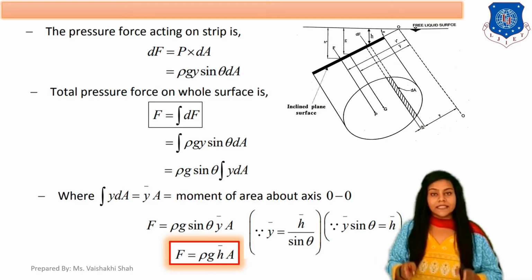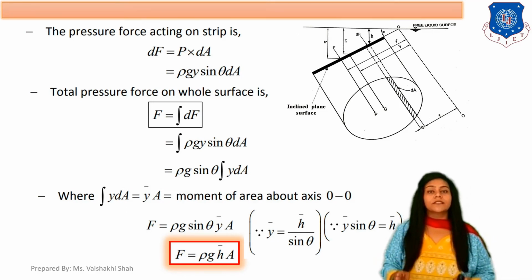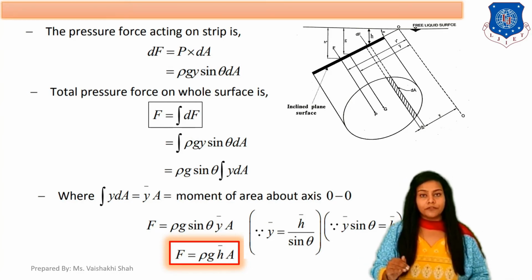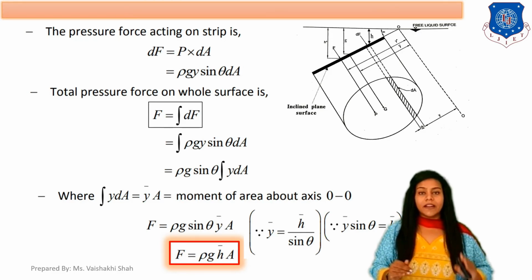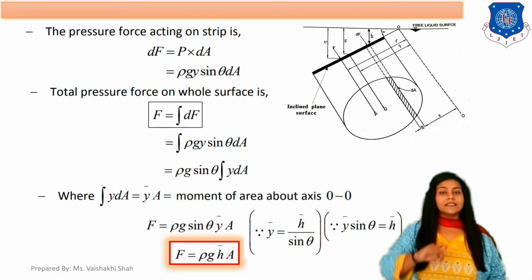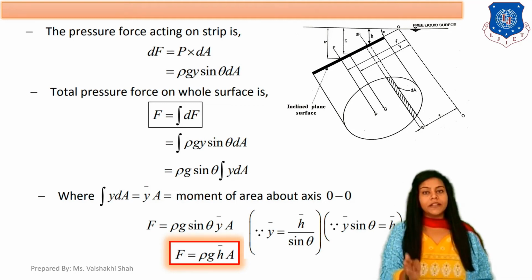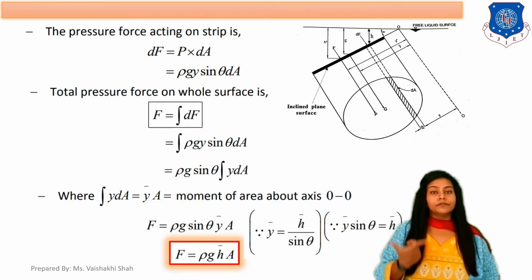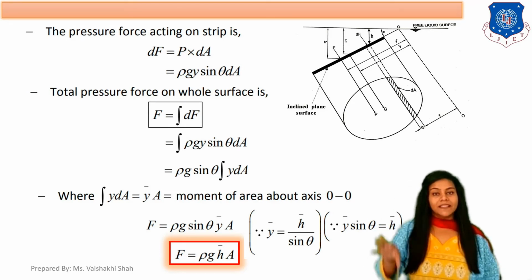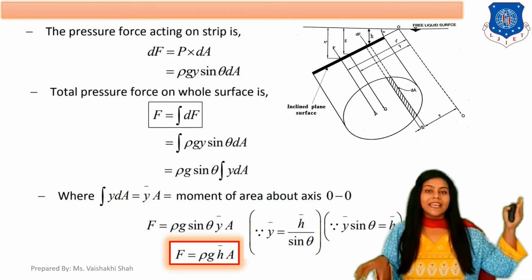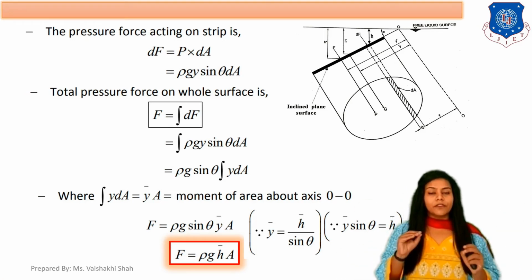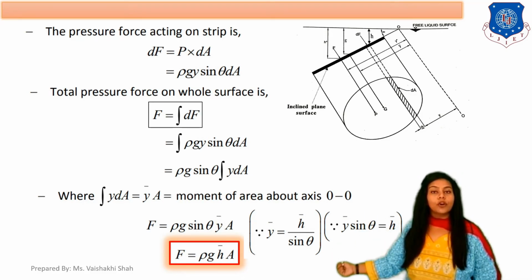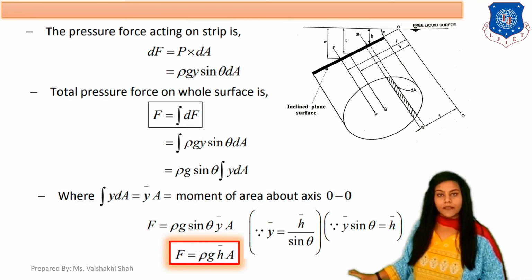Rho is the density of the fluid, g is the acceleration due to gravity, h bar is the distance of CG from the free surface, and capital A is the area. This equation is the same as the equation for a vertically immersed surface. So for both cases, vertical or inclined immersed body, the equation for total pressure force is the same: F equals rho g h bar into A.